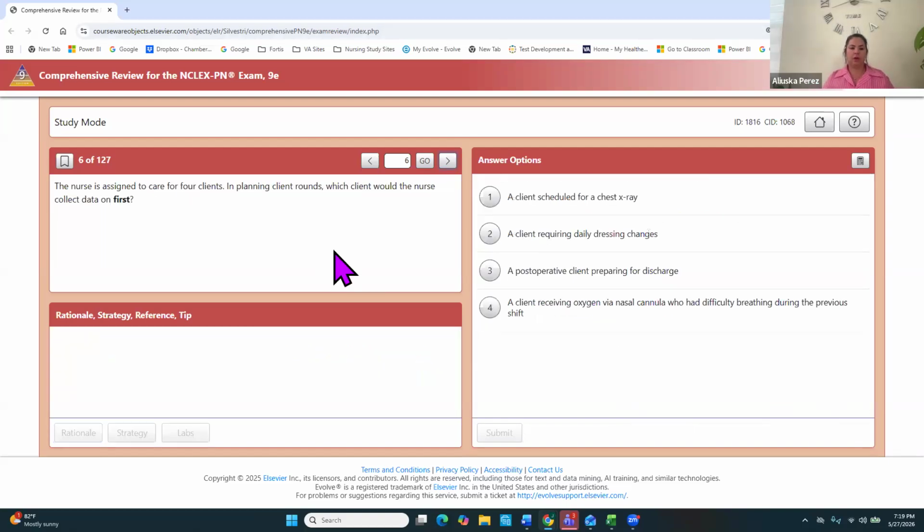All right. The nurse is assigned to care for 4 clients. In planning client rounds, which client would the nurse collect data on first? So 1, a client scheduled for an x-ray. 2, a client requiring daily dressing changes. 3, a post-op client preparing for discharge. Or 4, a client receiving oxygen via nasal cannula who had difficulty breathing during the previous shift.